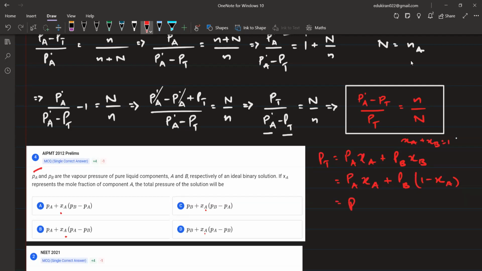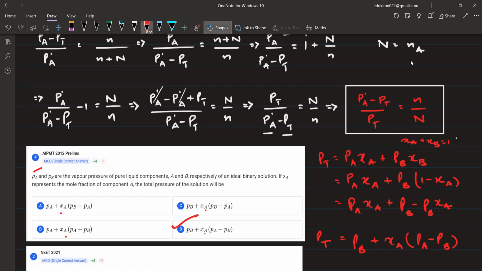So here, see what happens. PA chi A plus PB into 1, PB into minus chi A, minus PB chi A. Now we bring PB over here, with a plus sign, and chi A I am taking common: PA minus PB. So the option is D. Please write this down.